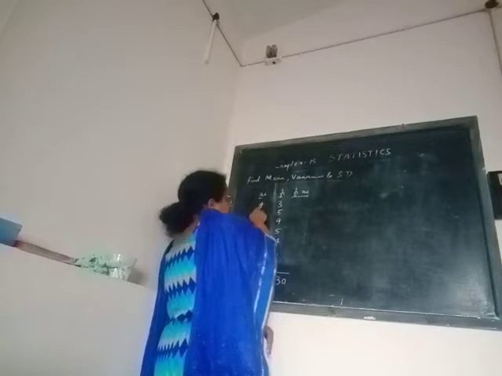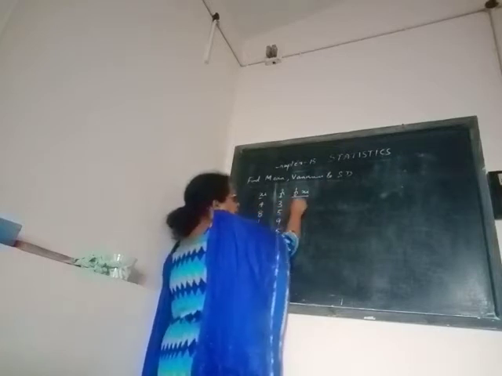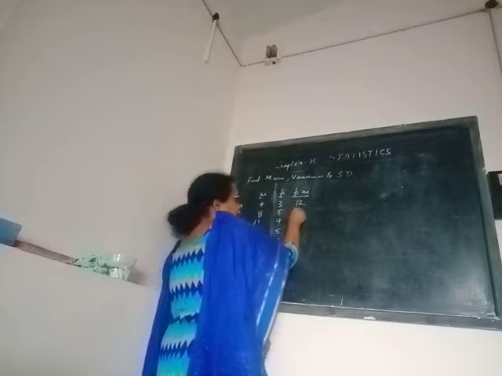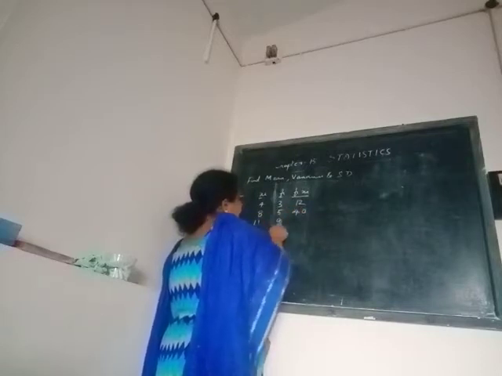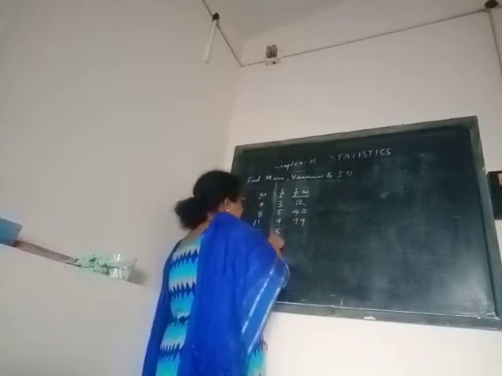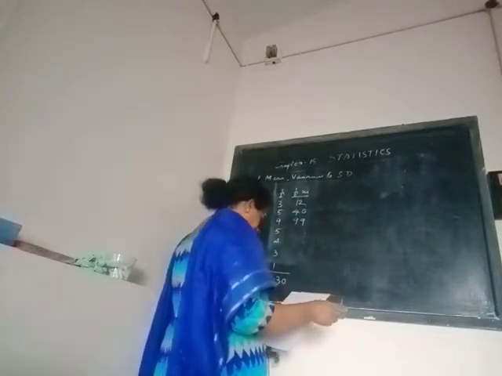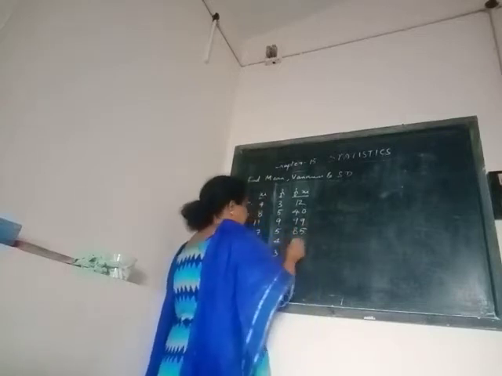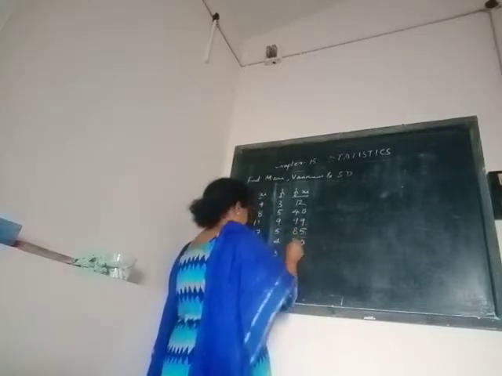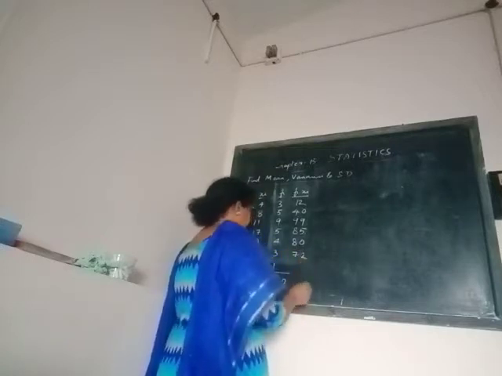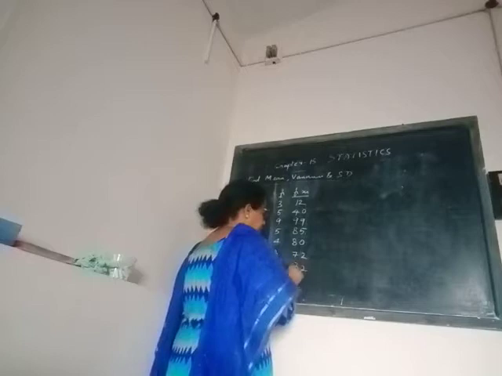So what is the first entry? 4 into 3, 12. Next is 8 into 5, 40. Next is 11 into 9, 99. Next is 17 into 5, 85. 12 into 4, 80. 24 into 3, 72. 32 into 1, 32.